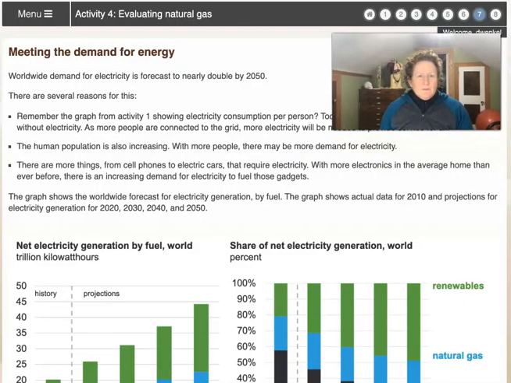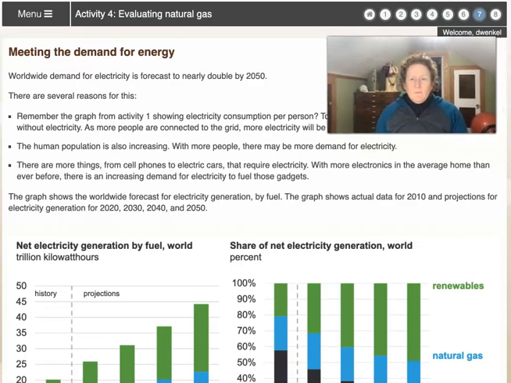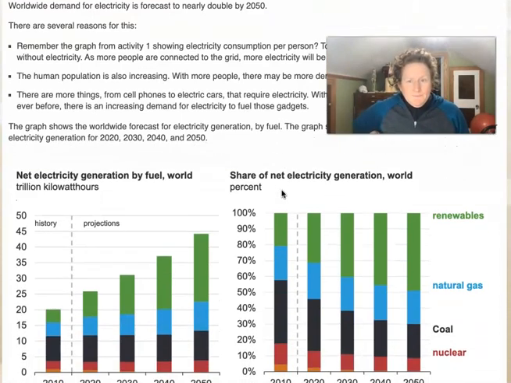Worldwide demand for electricity is forecast to nearly double by 2050. A lot of developing countries, people are getting air conditioners, they're getting more devices that you can plug in, more cell phones, more computers, all that stuff increases the demand for electricity. Electric cars also increase the demand for electricity. As you get more gadgets, you're going to use more electricity.